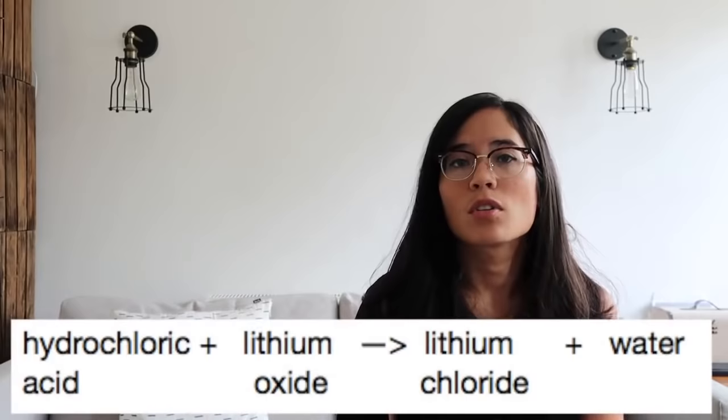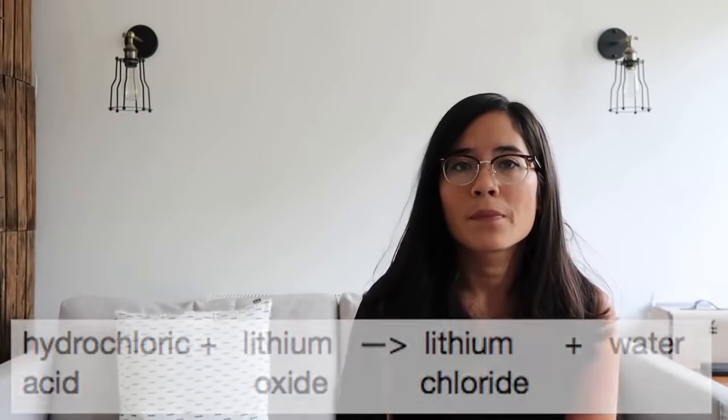Now we're going to look at a metal oxide. So if you add a metal oxide, you get the same result as a metal hydroxide. So you get a salt plus water. So for example, we'll take lithium oxide plus hydrochloric acid. So this time you're going to get lithium chloride plus water.